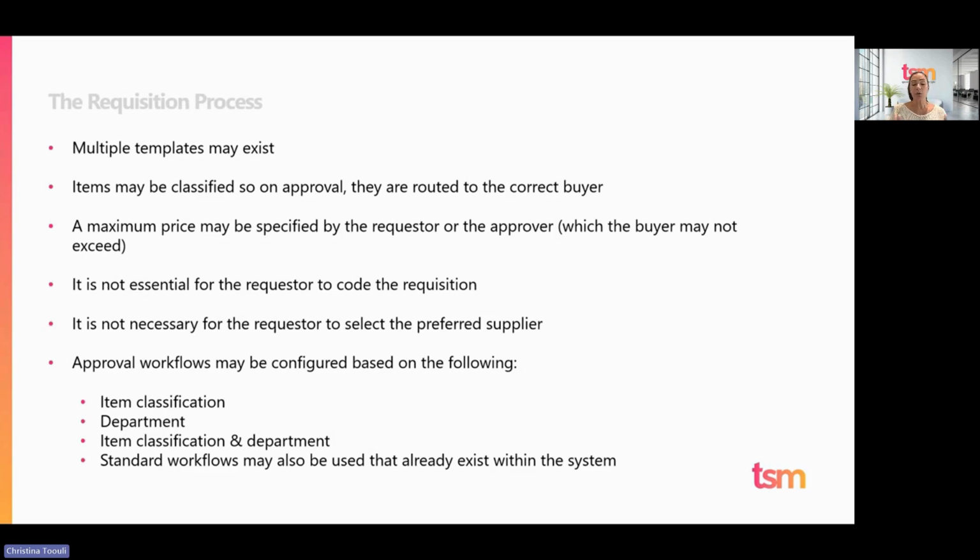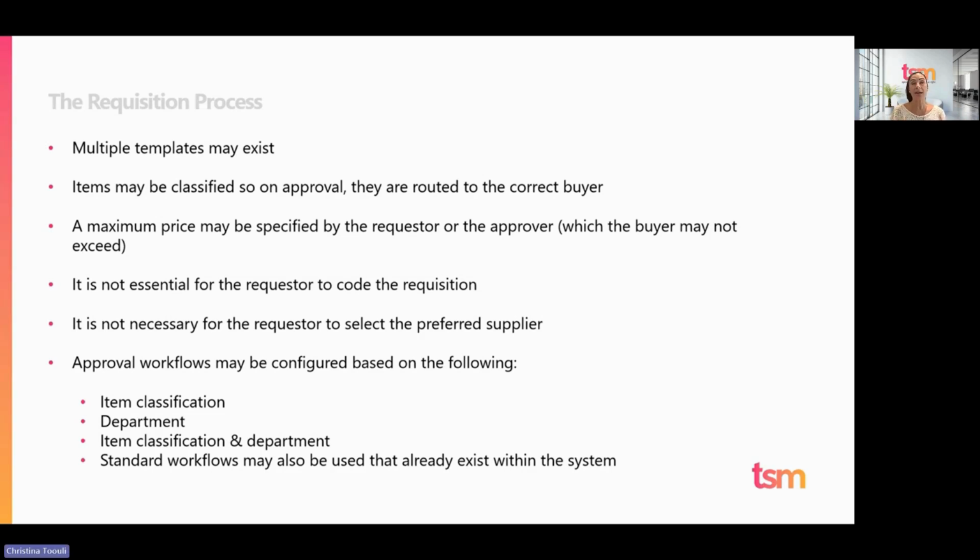Within the requisition module, you can have multiple templates or you can have a single template. It's very flexible. Items get classified. So the items that you have in your item listing get a category or a classification assigned to them behind the scenes. And that's how the system knows which buyer to route the items to. So you can have items marked as facilities, items marked as travel or HR, or items marked as IT equipment, or stationery, and they can all be routed to different buying teams.